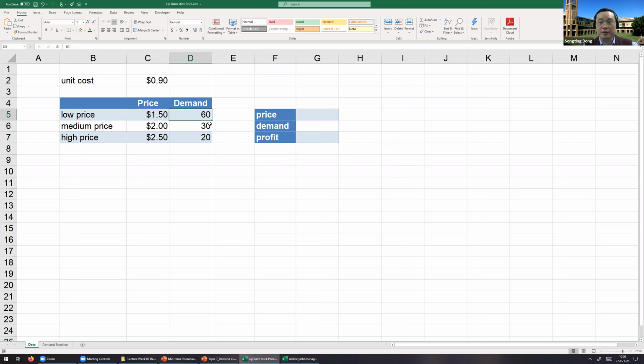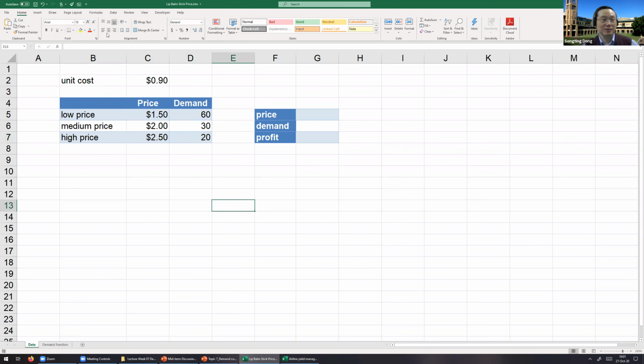Just a numerical example. So let's make it simple. Low price, 60. Medium price, $2, 30. High price, 250, 20. So we want to first get the demand curve. The demand curve is how a price change leads to a demand change.